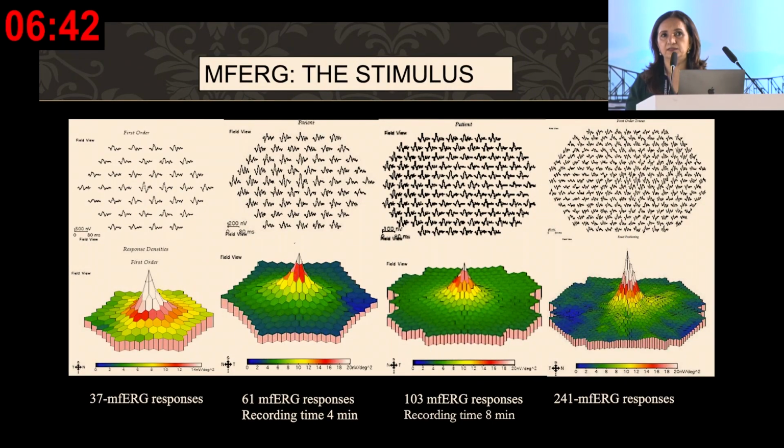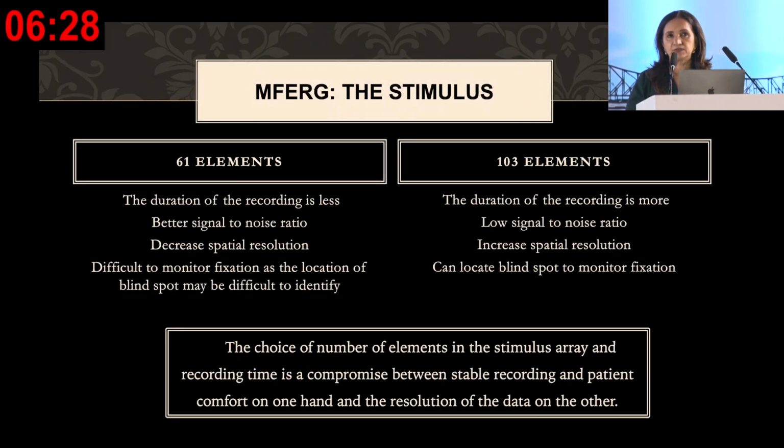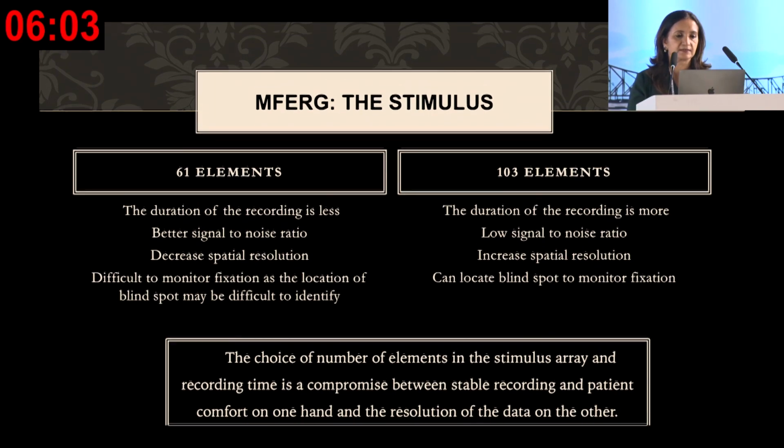Once this stimulus has stimulated the retina, you get the responses depending upon whether you have given 37 hexagons as your stimulus, or 61 or 103 or 241. This is how the response is going to be. What is the difference? Why not do 341 for everyone? The difference is that the more the number of responses, a normal multifocal ERG almost takes 8 minutes for recording. The more the number of presenting elements, the more the time taken, the more the patient will get fatigued, and the more his compliance will reduce, making interpretation of the test difficult.